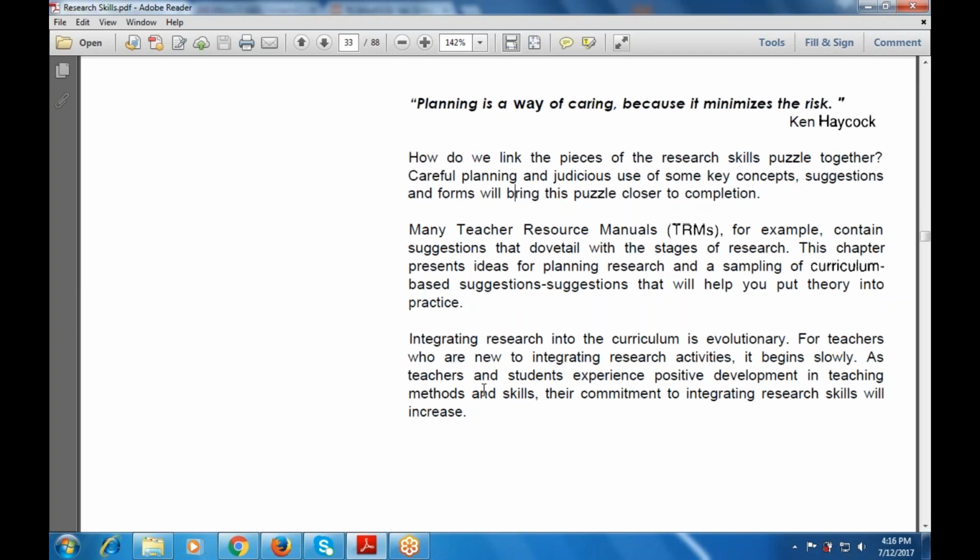Teachers who are new to integrating research activities should begin slowly, and teachers and students experience positive development in teaching methods and skills. The commitment to integrating research skills will also increase, and they will also use the TRM, the teacher resource material.